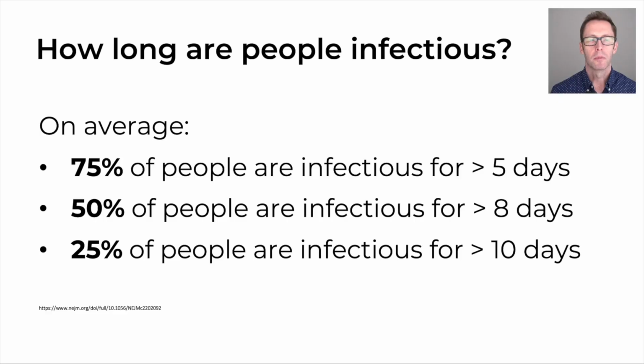If we think about how long people are infectious for, this is an area where there's actually quite a lot of misinformation. There have been studies that have shown how long people are infectious for on average, and we now know that around 75% of people are infectious for more than 5 days. Around 50% of people are infectious for more than 8 days, and 25% of people are infectious for more than 10 days. So this is really important when it comes to ending isolation. People should end isolation, obviously, when they've stopped being infectious, not at some arbitrary number of days.